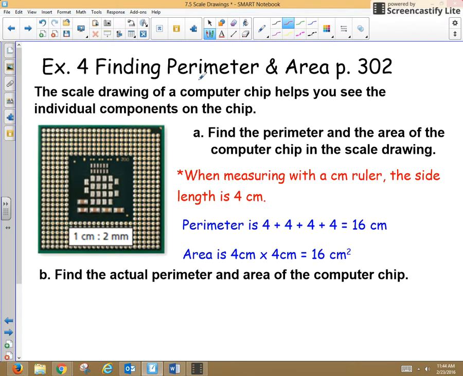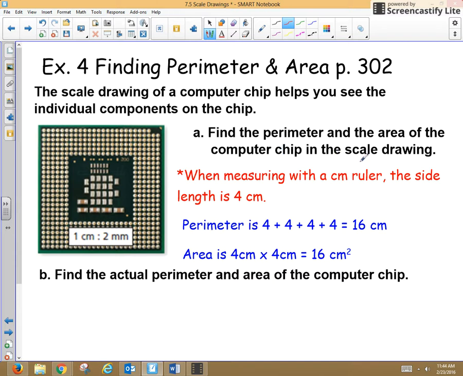Now, example 4 is finding the perimeter and the area on page 302. The scale drawing of a computer chip helps you see the individual components on the chip. Now, a chip is normally only 2 millimeters, which is extremely small. This drawing is actually 1 centimeter. So the drawing is actually larger than it is in real life. We need to find the perimeter and the area of the computer chip in the scale drawing.